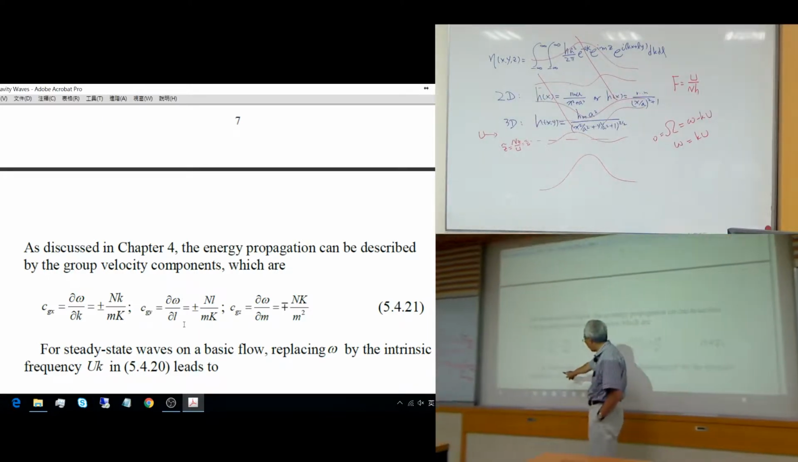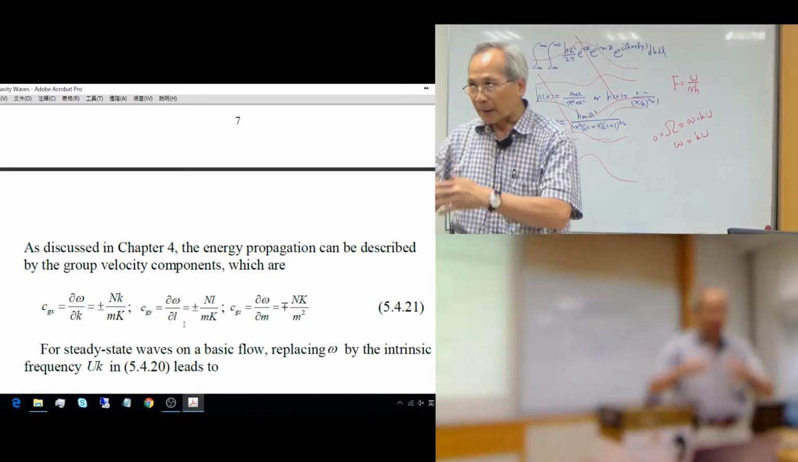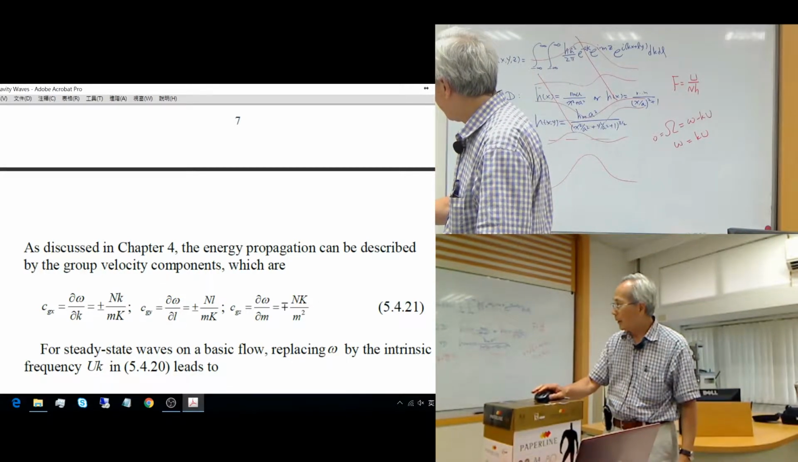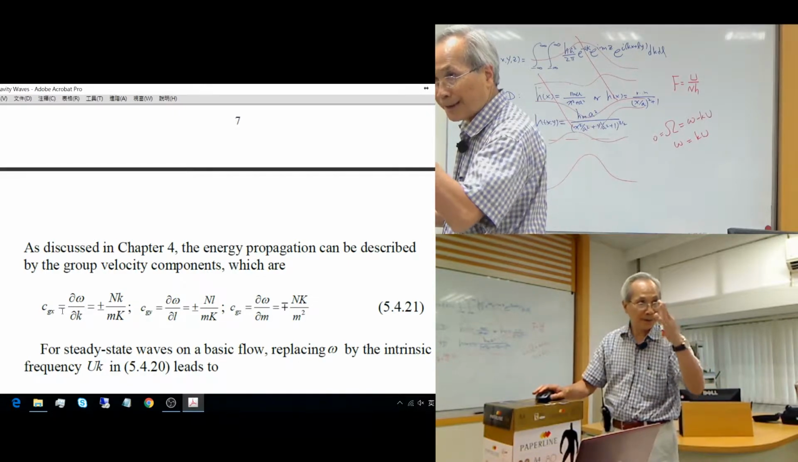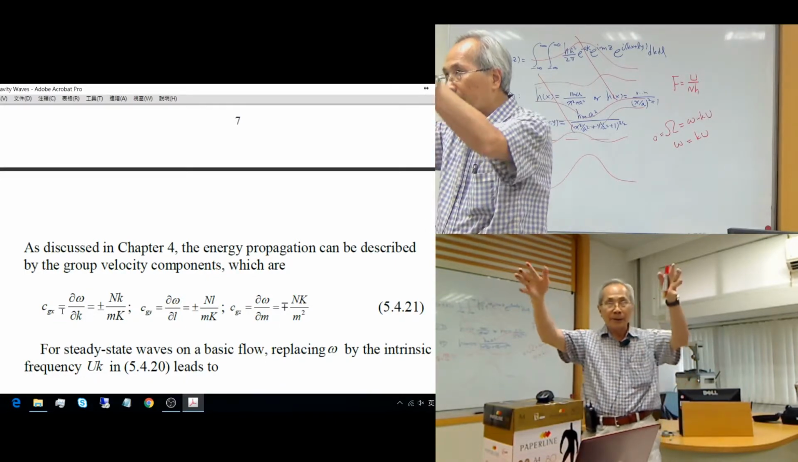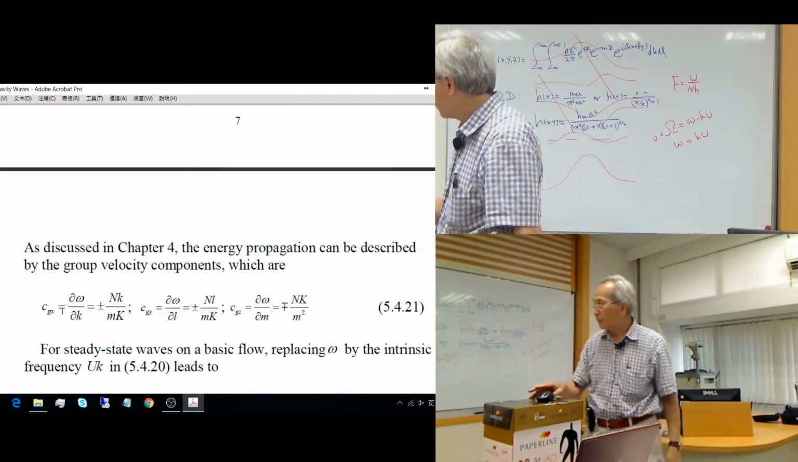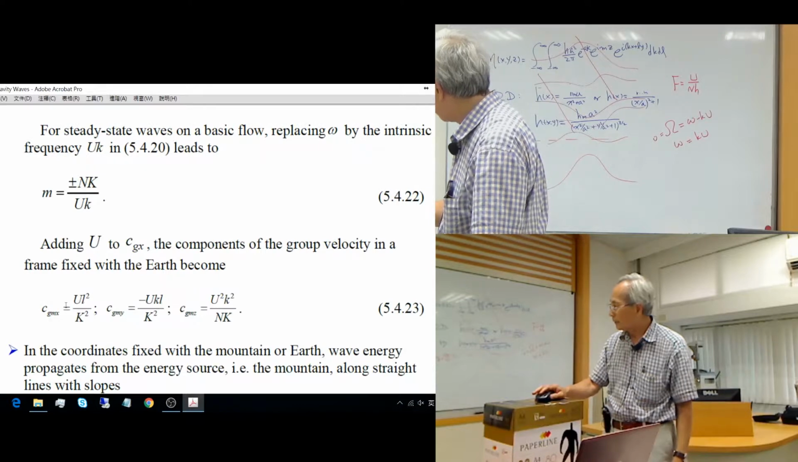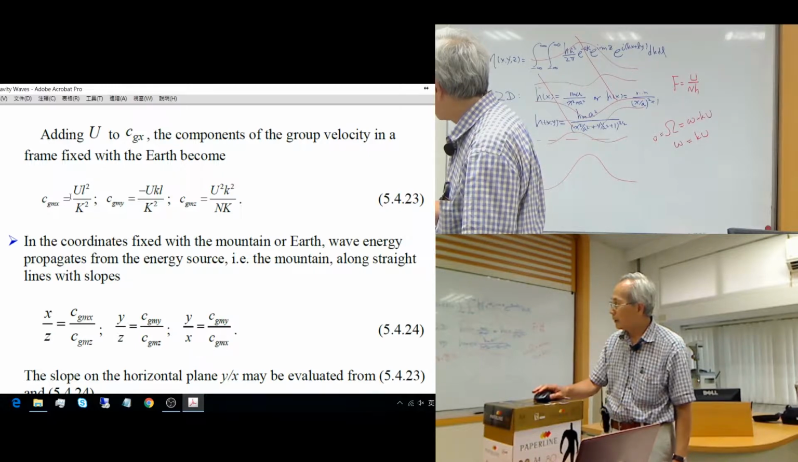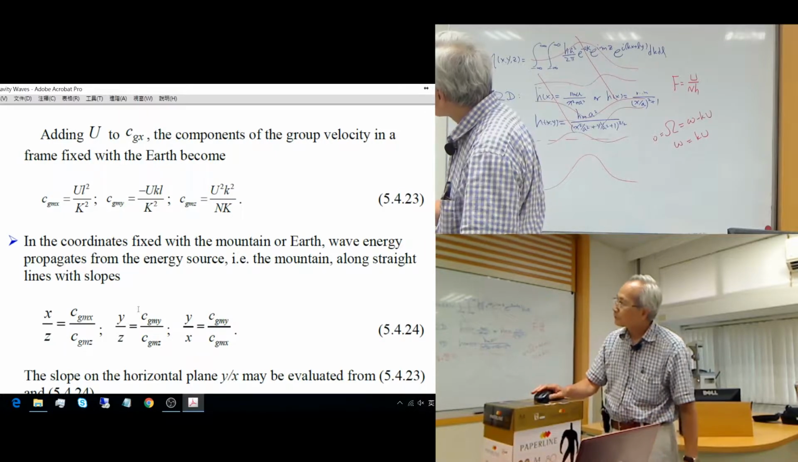Okay, Ku, and then that's how you can get the steady state wave energy propagation in X, Y, and Z direction. And now, that is along with a wave, but if you're fixed with a mountain, then you add another U to the X direction. Then you get this CGMX, U, L squared over K squared. Okay, like this.